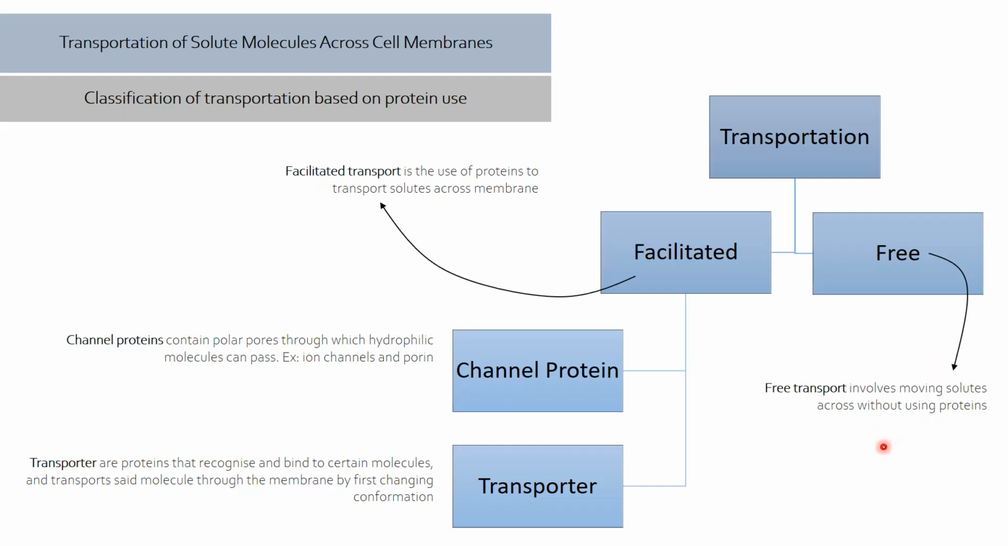Now, these facilitated transports can be facilitated by channel proteins or transporters. So the difference between a channel protein and a transporter is that channel proteins contain polar pores, whilst transporter proteins are those that can actually recognize the molecule and then change conformation. Basically, when we talk about a channel, you're looking at a cylinder-shaped structure which doesn't really change conformation. It just sort of lets the solute through. Meanwhile, with transporters, you would expect that they would actually change shape when they are doing the transportation.